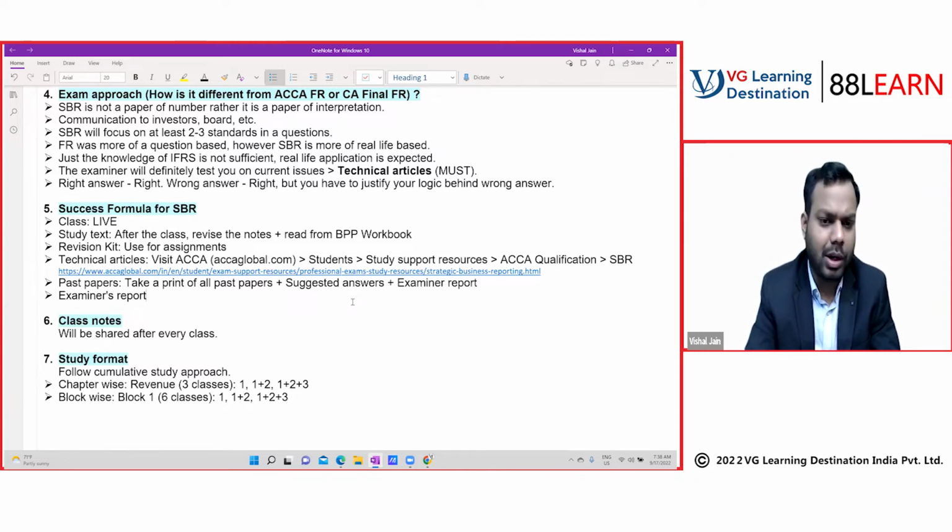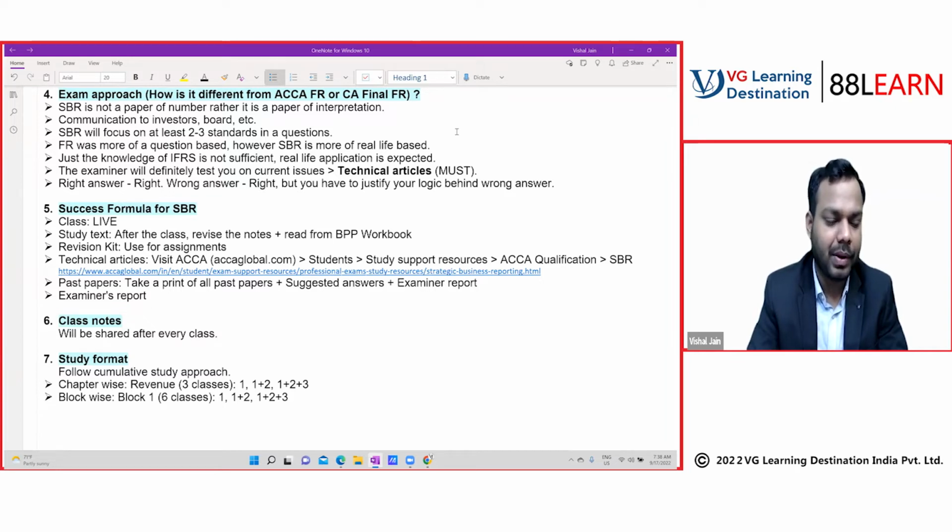Now, just out of curiosity, I want to discuss: for how many of you will SBR be the first paper in ACCA? For how many of you? Siddharth, okay. For a lot of you. Is it all of you? I think all. Okay, you have cleared Diploma in IFRS, so this paper will be pretty easy for you.